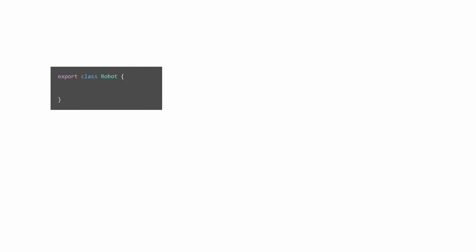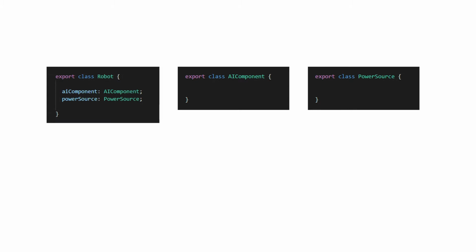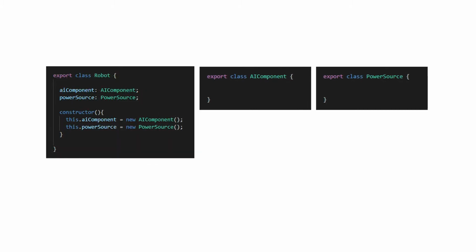To convert this into code, we will have a class called robot, AI component, and power source. Inside the robot class, we'll have the AI component and power source declarations because it depends on the two objects to operate. Without the dependency injection framework, we will have to instantiate the object somewhere inside the robot class.